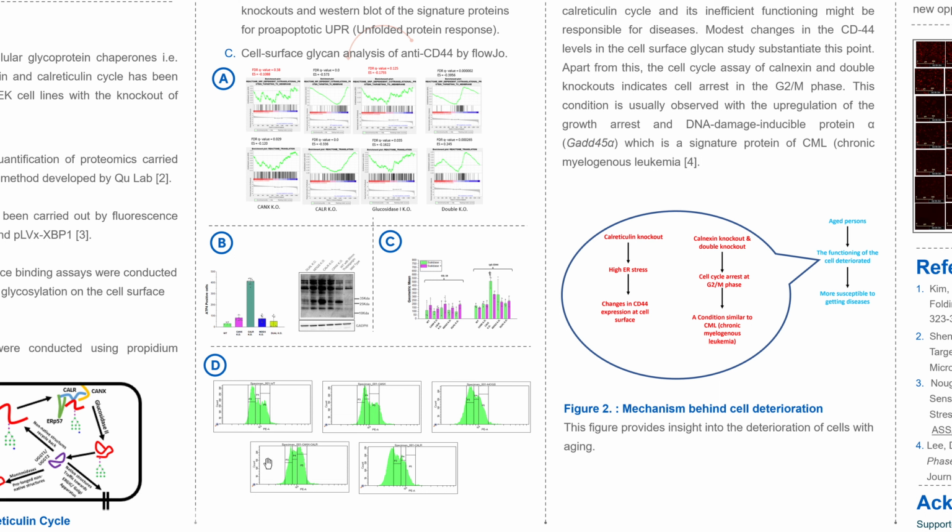What this cell cycle analysis shows is that in the wild type, the first portion, that is P3, represents the G0 or G1 phase, and P4 represents S phase, and P5 represents the G2 or M phase. So in this we have found that in Calnexin and in case of double knockout, the cell cycle seems to be arrested in between G2 M phase.